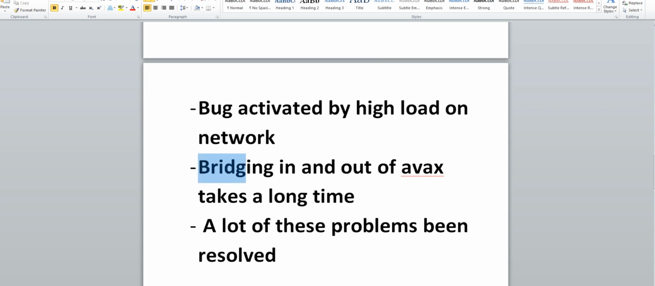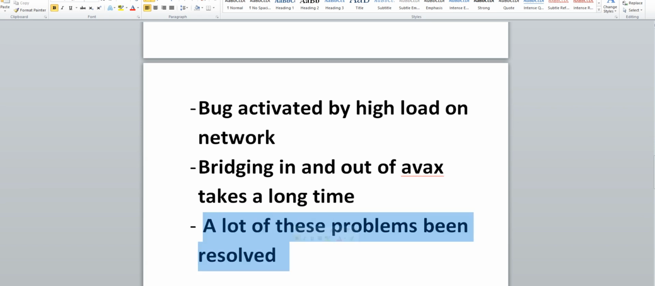Another thing is that bridging in and out of AVAX takes a long time. This again comes from experience. One time it took me about 15 minutes to bridge in to AVAX and even longer to bridge out. I don't know what's causing this issue. Like I've mentioned in previous videos, I'm not a dev, but this really ruins the experience, especially since bridging in and out of Ethereum or even Binance Smart Chain is a lot faster than AVAX. I don't know if it's just me or just the people I know, but for some reason bridging in and out of AVAX is kind of difficult.